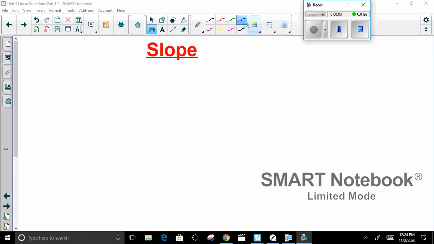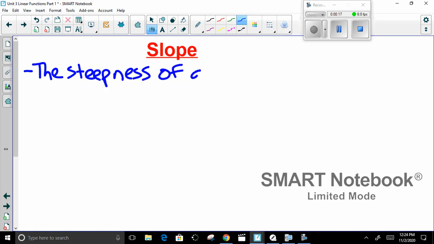So on Monday we talked about slope, which is the steepness of a line. The slope is the steepness of a line. We discussed how many different types of slopes there are. And remember, there are 4 types of slopes.